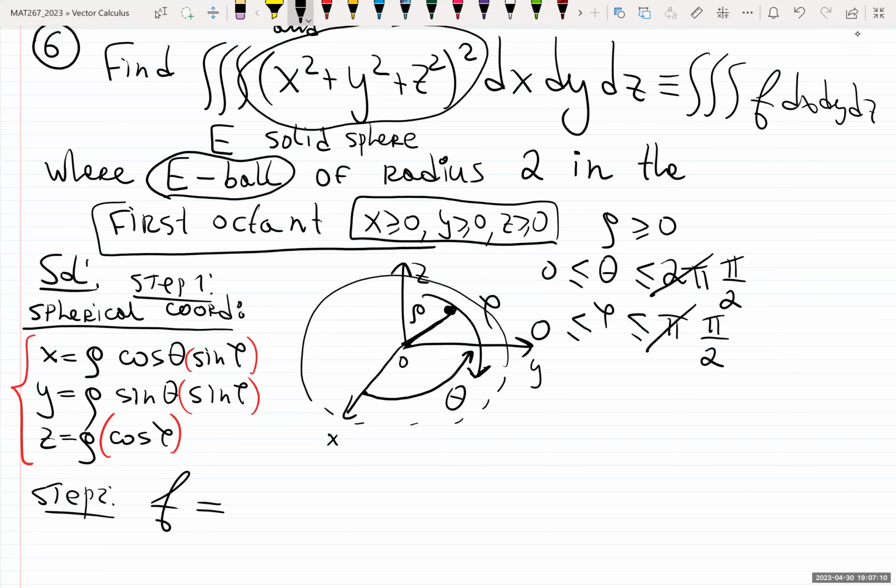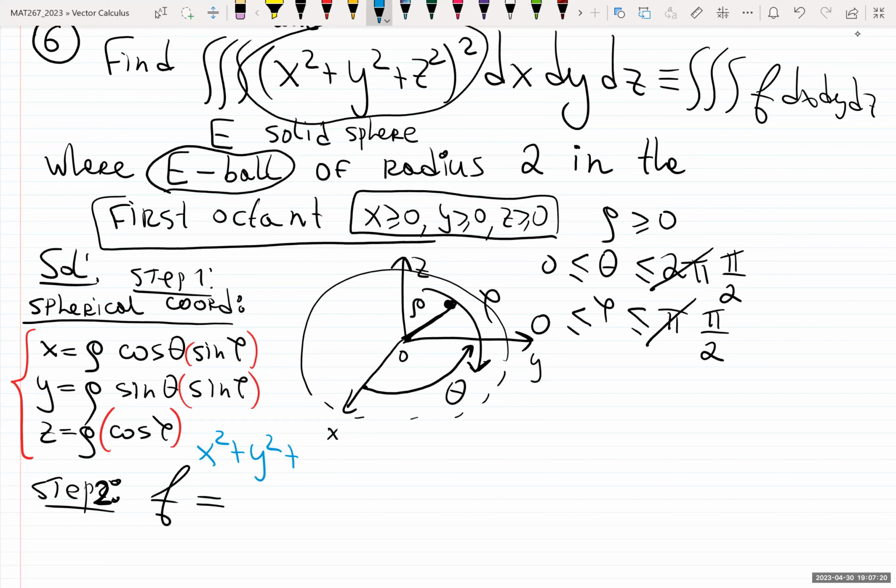Luckily, you don't have to recalculate everything from scratch because there's a known property: x squared plus y squared plus z squared gives you rho squared. Yay. That is not a coincidence. We give you such a nice function f, so on the test you don't spend too much time on it. Rho squared squared, so it's rho to the 4. That's a very good thing to have, and you can start building the integral.